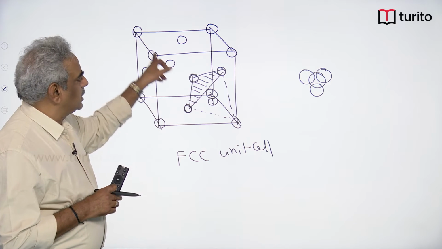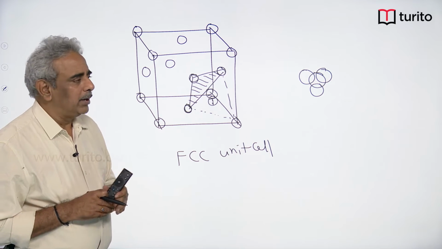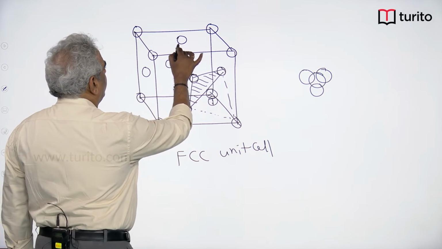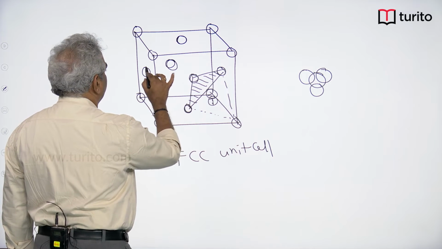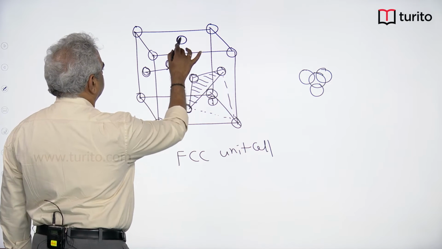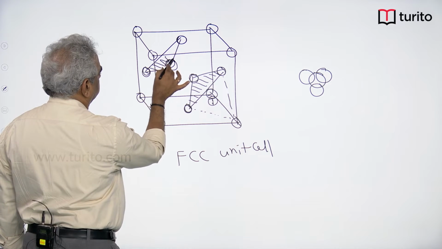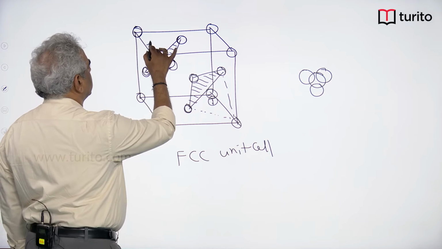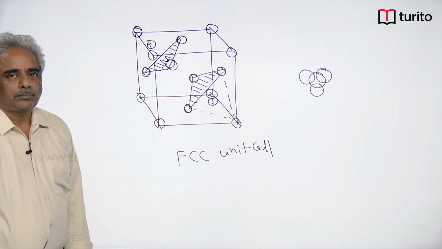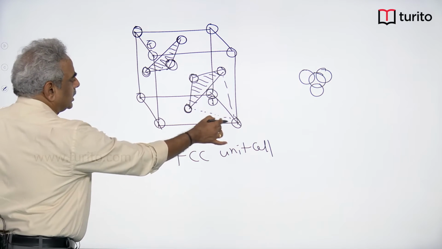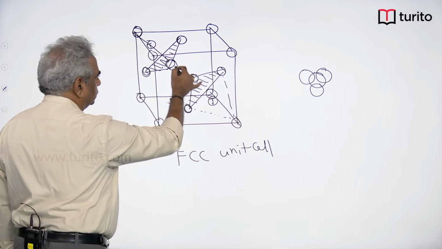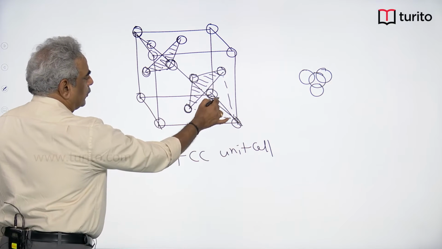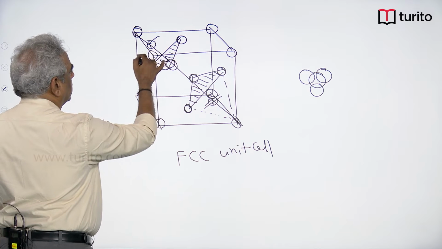Similarly, where will you find such a tetrahedral void on the same body diagonal? The top face, back face and left face and the corner, and here is another tetrahedral void. So, if you travel on the body diagonal like this, you are finding a tetrahedral void here, and you are finding a tetrahedral void here.